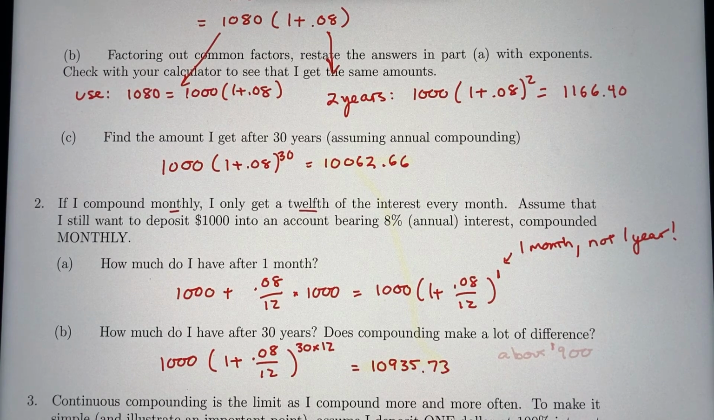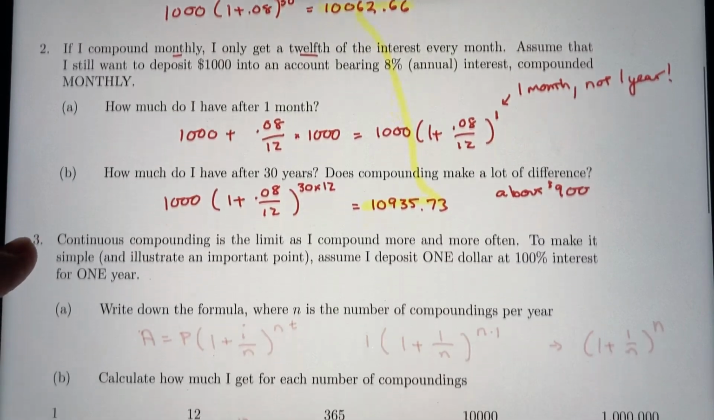Okay, well, that was festive. How much difference does that make? If I look at the two numbers, does it make a lot of difference? Well, some, about $900. That's not chicken feed. You can buy a fair number of lattes for that.